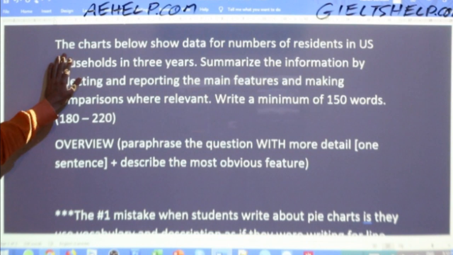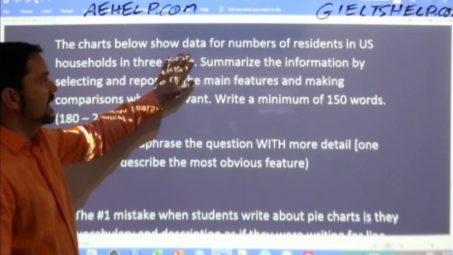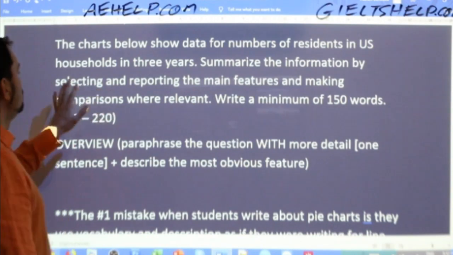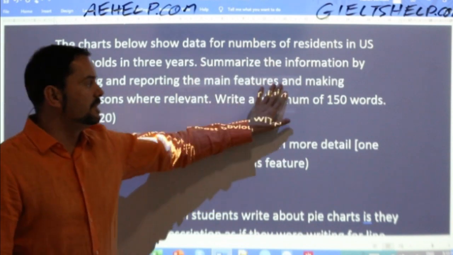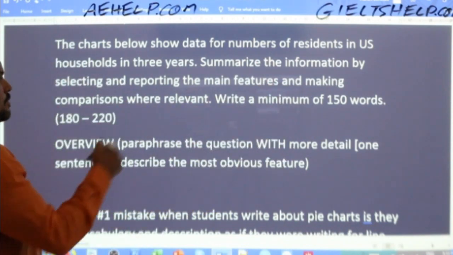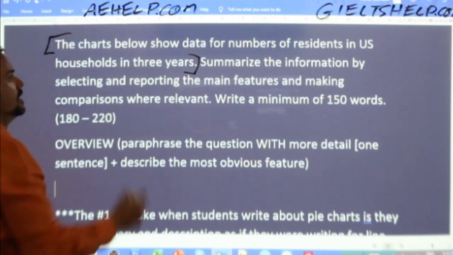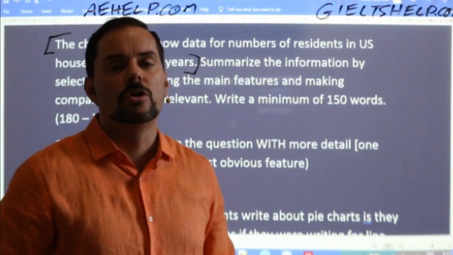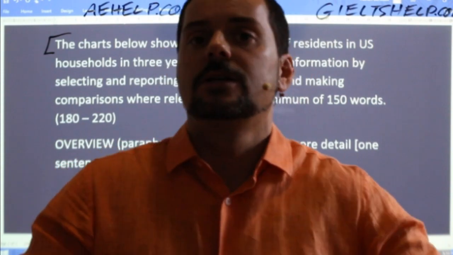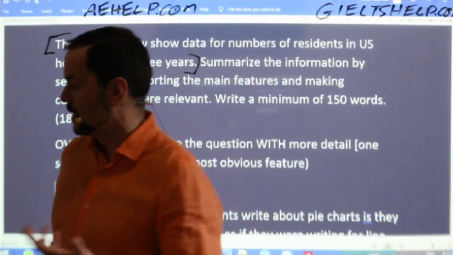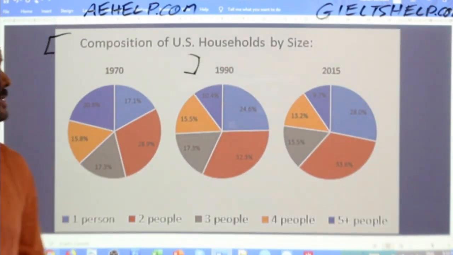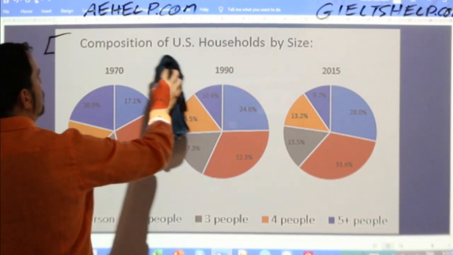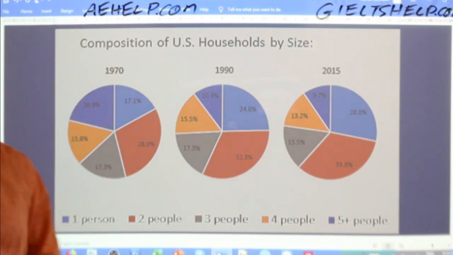Here is the original question again. The charts below show data for numbers of residents in U.S. households in 3 years. Summarize the information by selecting and reporting the main features. So paraphrase this part of the question and give more detail. Do that now, viewers. So paraphrase the question. Look at the graph. I'll show you the graph again. Here it is. So go ahead, paraphrase that question and give more details using this picture.